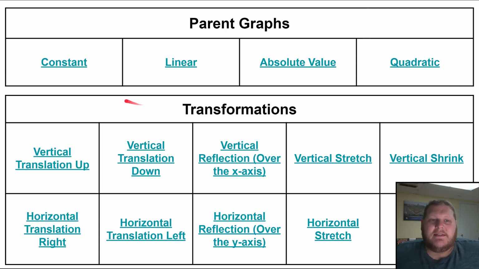Because what I set up is each of these different words, they're underlined and faded in blue. Each one of these is a clickable link that will take you to a different slide in the slideshow, in the presentation. So we're just going to go through each one of these, and I'm going to walk you through the 4 different parent graphs, and again, those 10 different transformations and how we do those. All right, so let's go ahead and start with a constant graph.